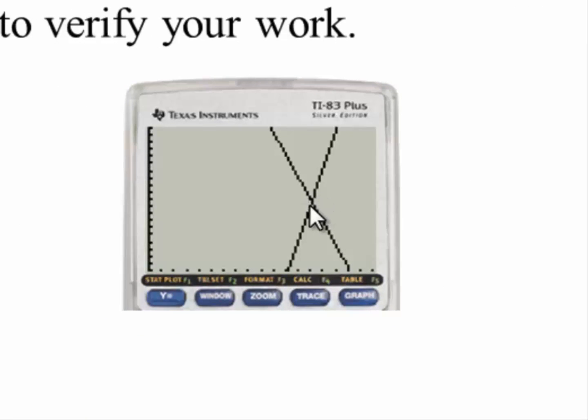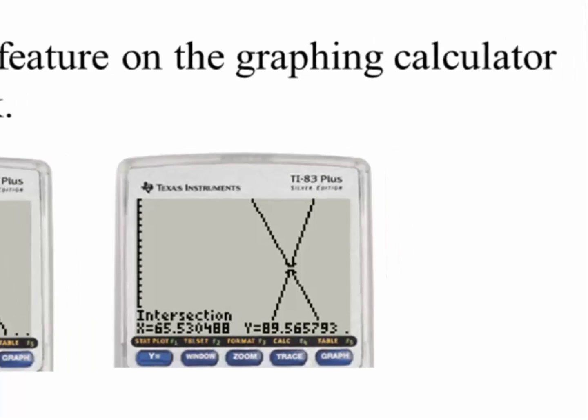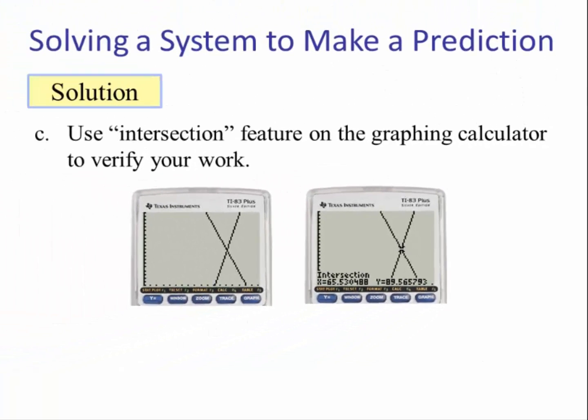Here's the point of intersection. I'm going to use the intersection feature, and we see that the calculator tells us the intersection x is 65.53 and y is 89.57. So we have verified the answer with the graph.